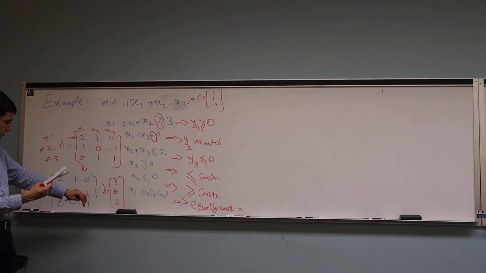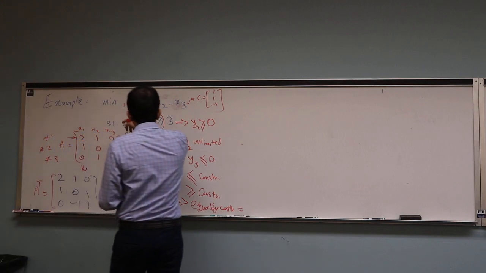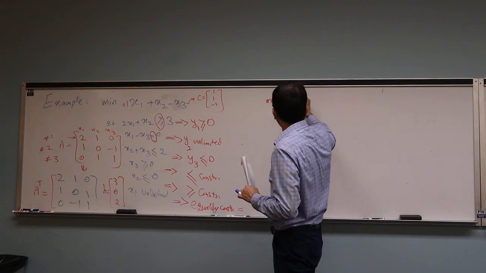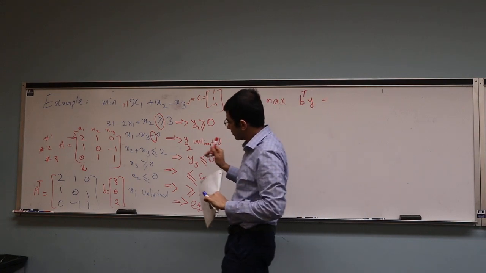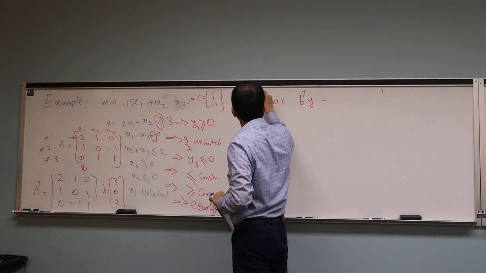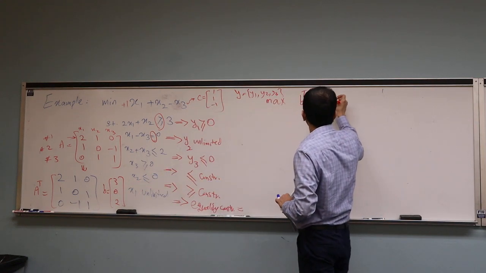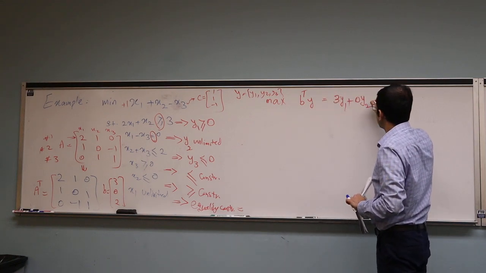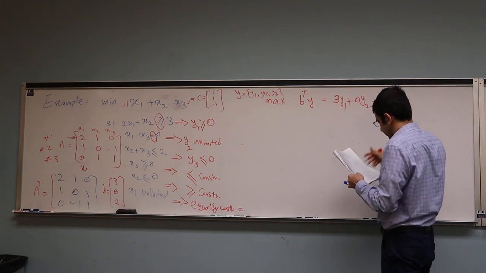Alright, now we have to find the dual problem. So we have minimization here, so we will have maximization here. We will have B transpose Y. So, first of all, we have three constraints, so we only will have three Y's. Y is equal to Y1, Y2, Y3. Now I'm going to find B transpose 3, 0, 2 and multiply it by Y. So it will be 3Y1 plus 0 Y sub 2 plus 2 Y3.